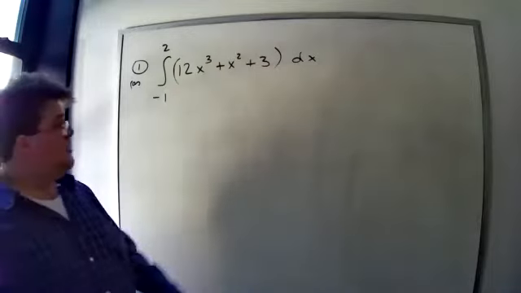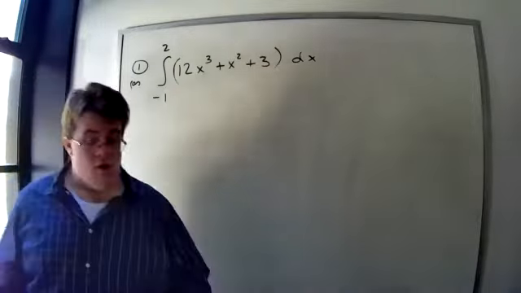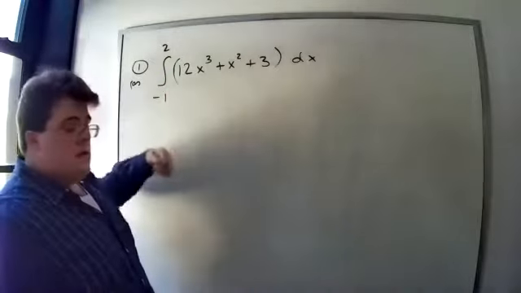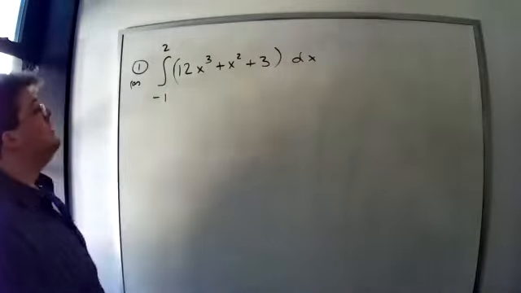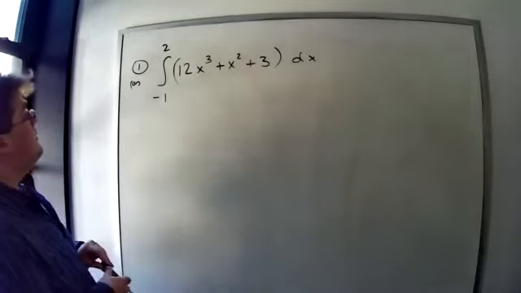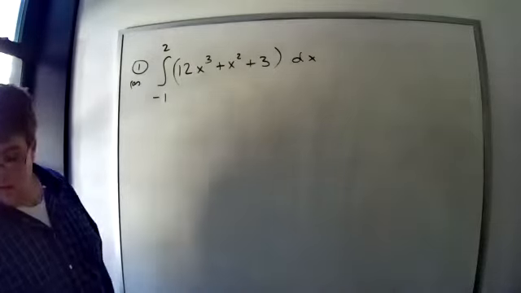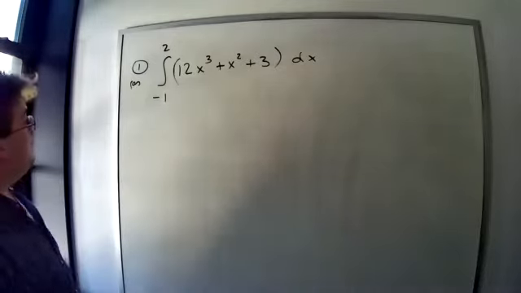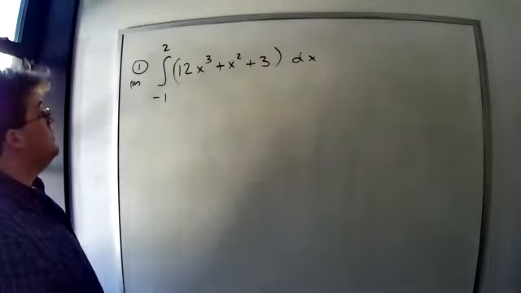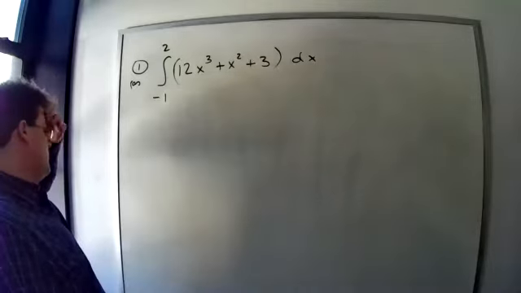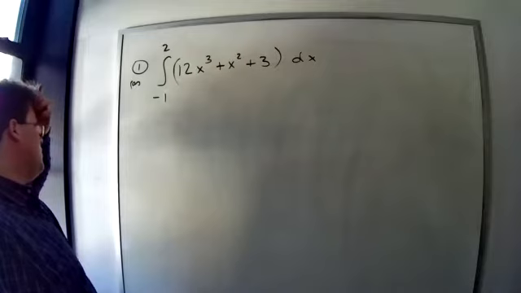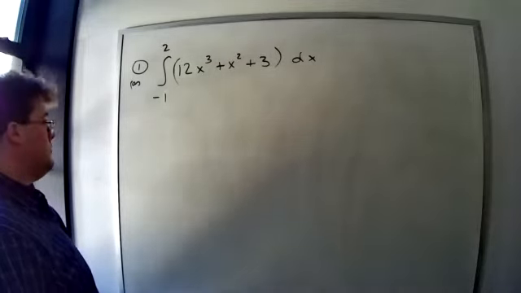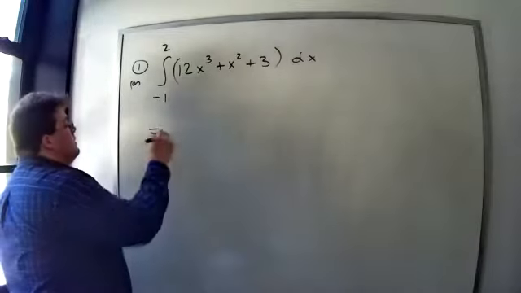And it says that to compute a definite integral, to find an area, we can use an antiderivative and evaluate it at the two endpoints. So here we have this definite integral. We look back and make sure we wrote it correctly. So negative 1 to 2, 12x cubed plus x squared plus 3 with respect to x. So we need a function whose derivative is 12x cubed plus x squared plus 3.